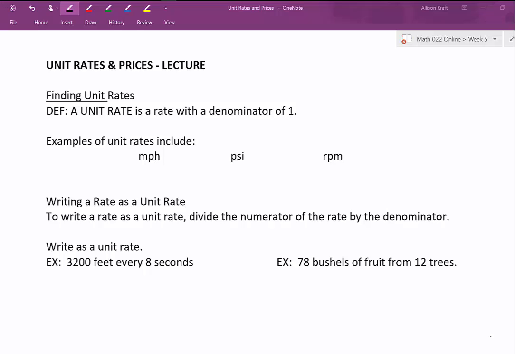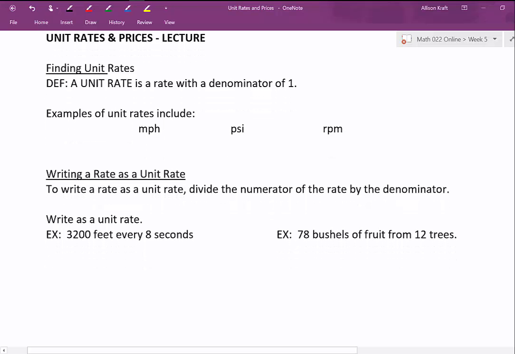In this lecture, we'll be discussing unit rates and prices. A unit rate is a rate with a denominator of 1. Examples of unit rates that you would know include miles per hour, pounds per square inch, revolutions per minute. Each one of those is per one whatever unit.